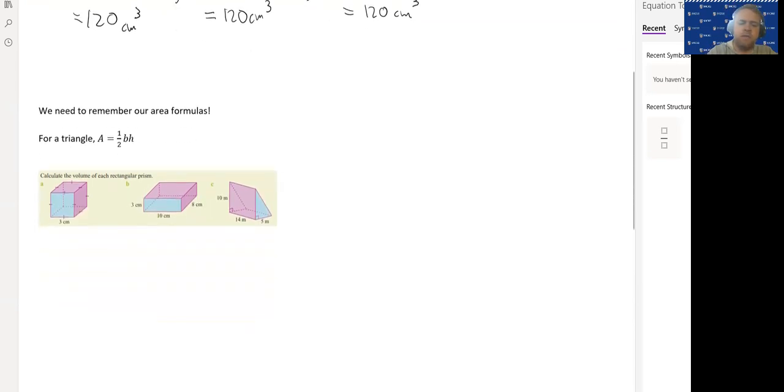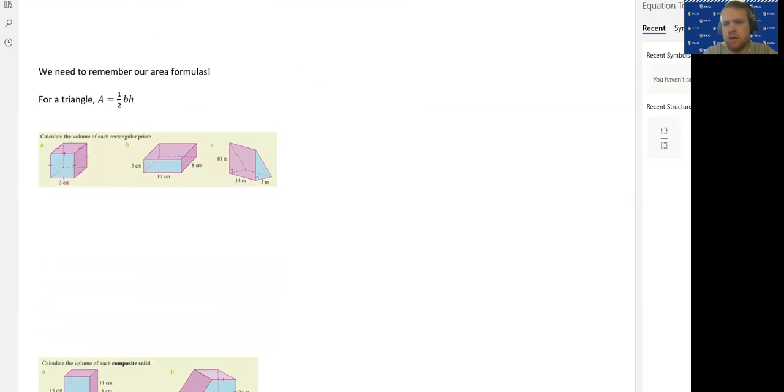All right, now for some of these shapes, you're not given the area. You actually have to first calculate the area of the front face and then multiply by the height. So for this one, the area of a square is just its side squared. So it's going to be 3 squared is the area part, and then the height is also 3.